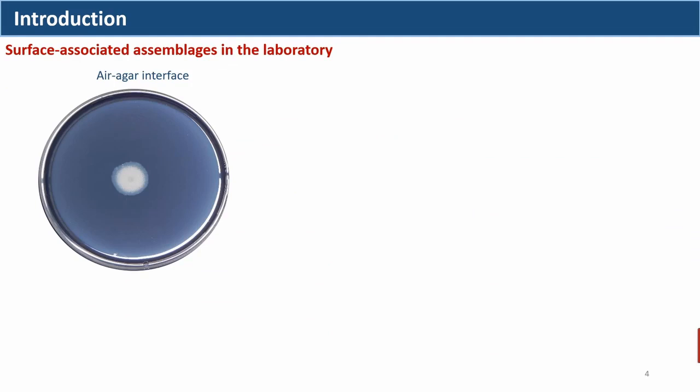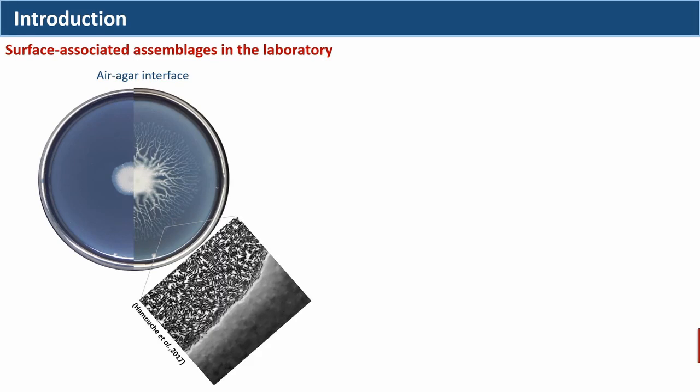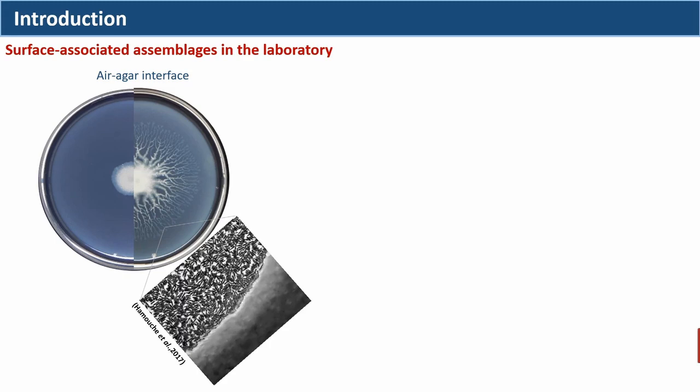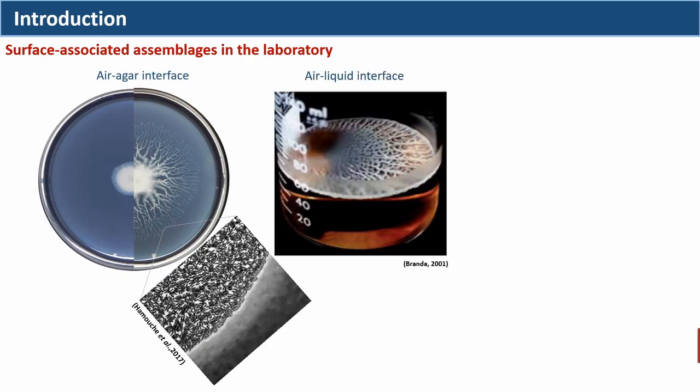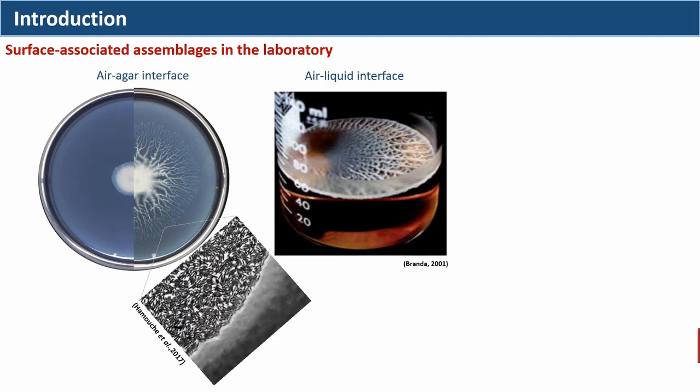In the laboratory, several artificial conditions have been used to study Bacillus subtilis biofilm formation, including the colony at the air-agar interface. When the agar surface is semi-solid, motile bacterial cells can swarm over the surface by an organized collective movement while proliferating and consuming nutrients. We also have the floating biofilm known as the pellicle at the air-liquid interface.